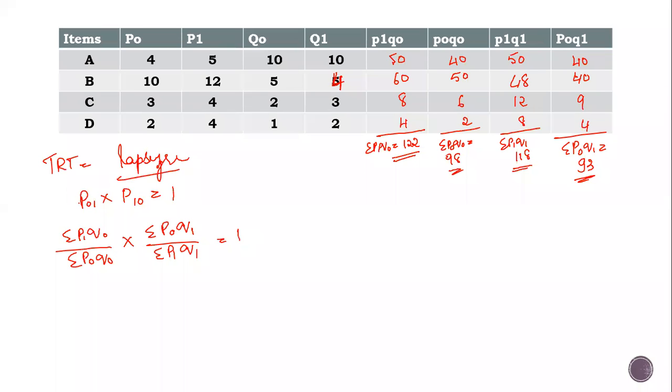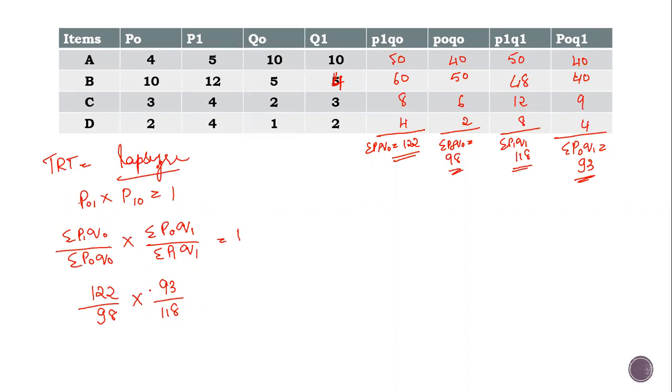So we will substitute the values. P1 Q0, what is the value? It is 122 divided by 98, into P0 Q1, which is 93, divided by 118. So first you have to divide it.